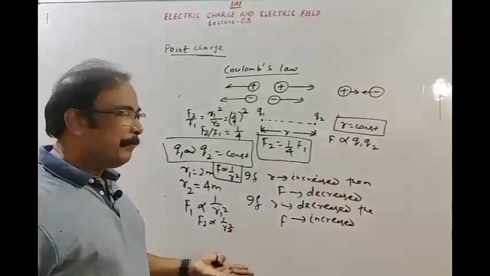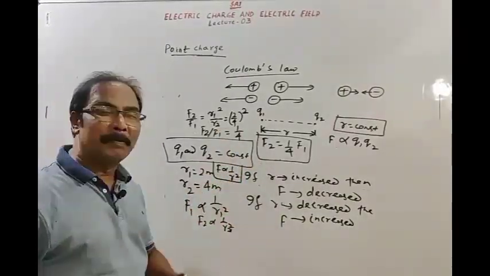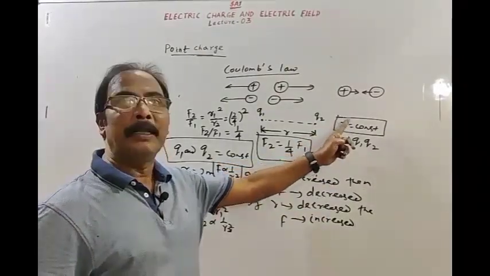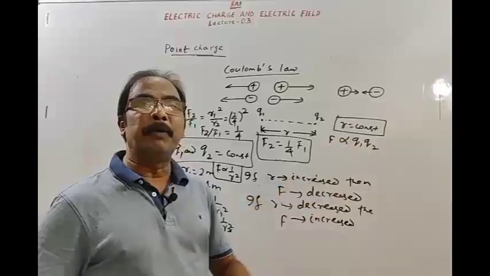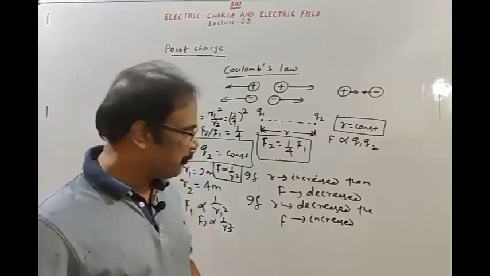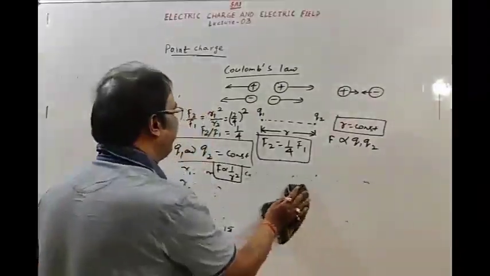So this observation shows that force is inversely proportional to the square of distance, and from the first observation, if distance is kept constant, then force is directly proportional to the product of the magnitude of charges. These were the observations.